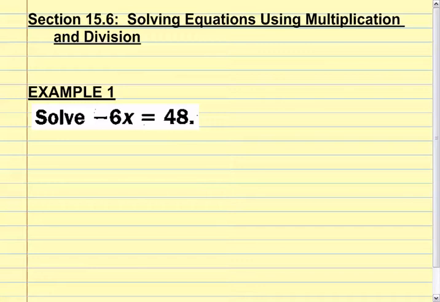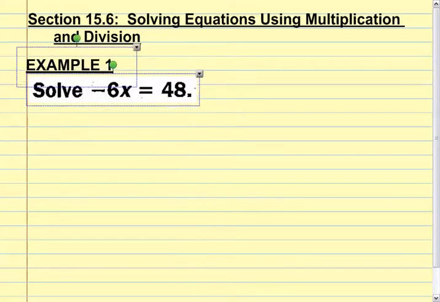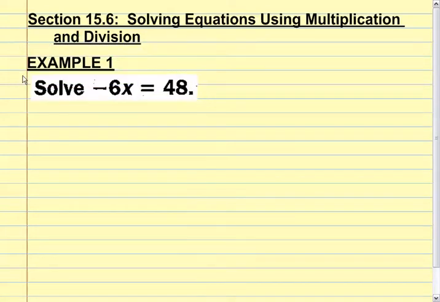What undoes division, Lily? Multiplication. Okay? So those two operations are inverse operations. They invert each other. They undo each other. Okay? Now, there's nothing really in notes that we need to do here. But let's look at this first one. It says solve negative 6x equals 48.